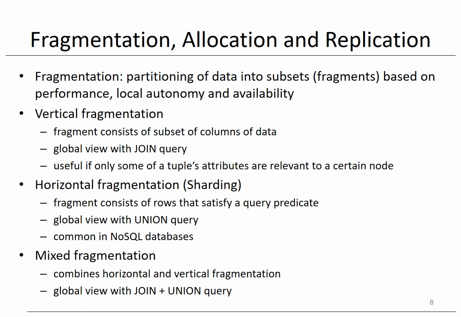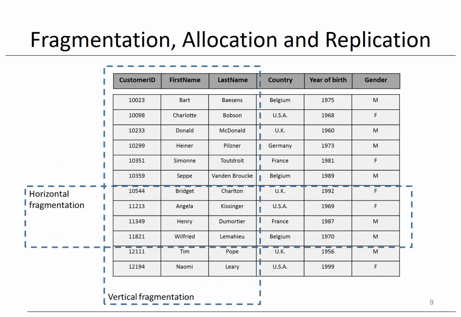Horizontal fragmentation is also applied in many NoSQL databases organized in a cluster setup, where the horizontal fragments, called shards, are attributed to different nodes in a cluster. Finally, mixed fragmentation combines both horizontal and vertical fragmentation. A global view can be reconstructed by a query containing join and union operations. Here you can see both horizontal and vertical fragmentation contrasted.